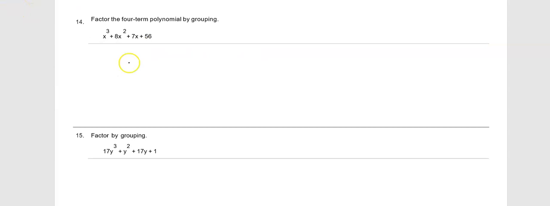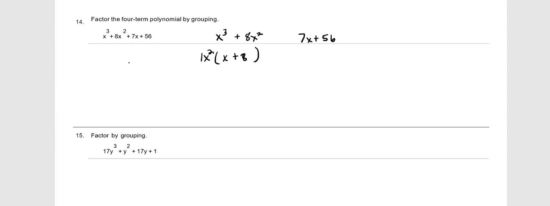So in order to factor the 4-term polynomial by grouping, first we split the polynomial into 2 groups. We have an x to the third plus 8x squared and a positive 7x plus 56. We're going to find the GCF and factor the GCF for both groups separately. For the first group, the greatest common factor is x squared, or we can say 1x squared. And then that gives us an x plus 8.